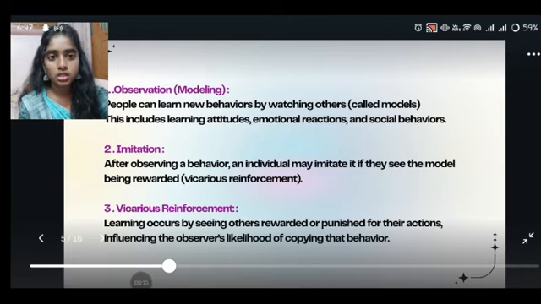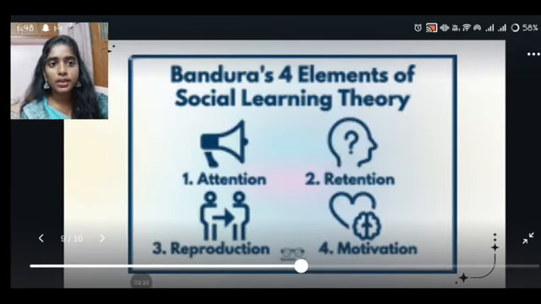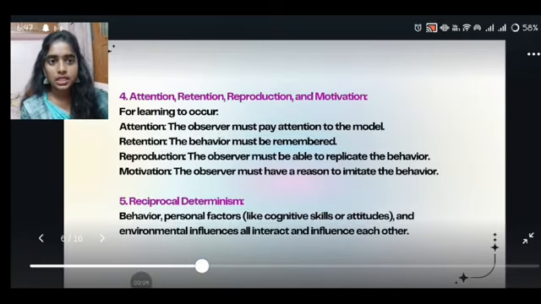Vicarious reinforcement. Learning occurs by seeing others rewarded or punished for their actions, influencing the observer's likelihood of copying that behavior. So we can see the four elements of social learning theory: attention, retention, reproduction and motivation.